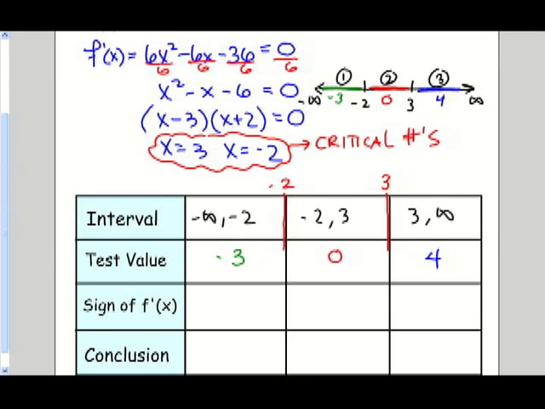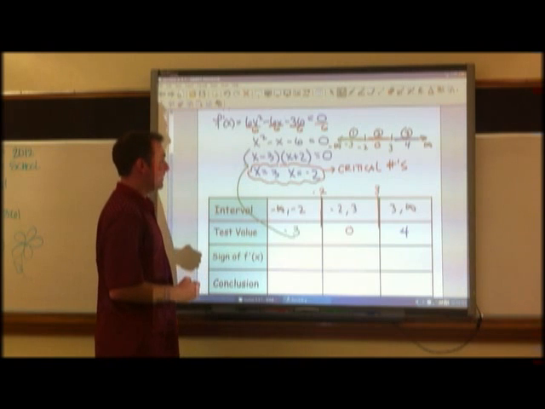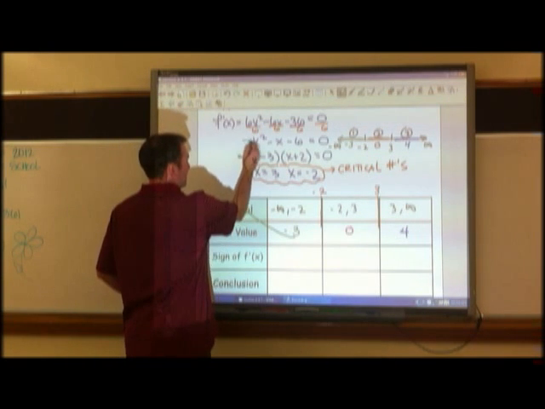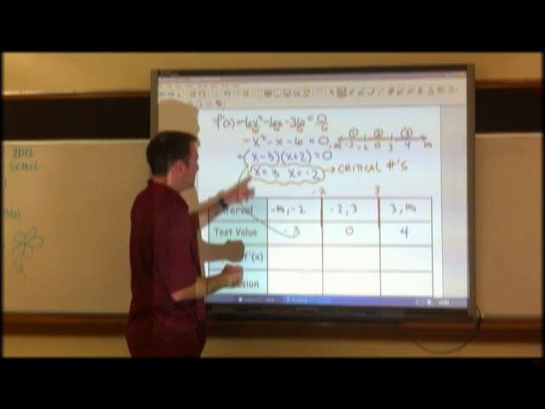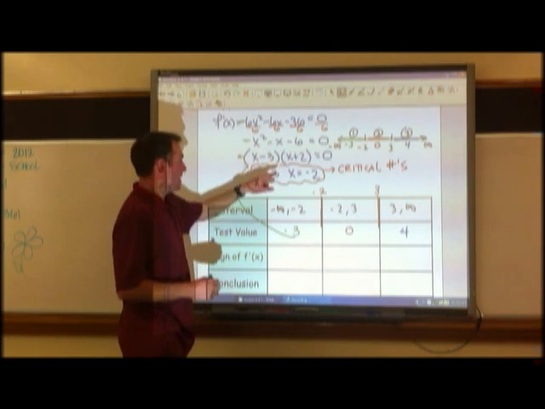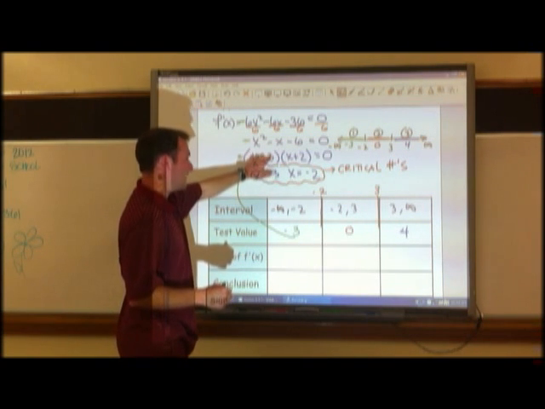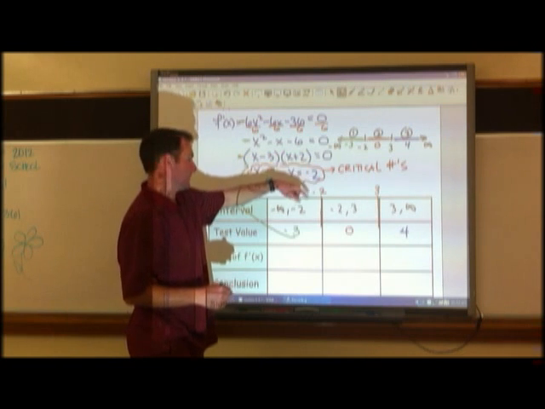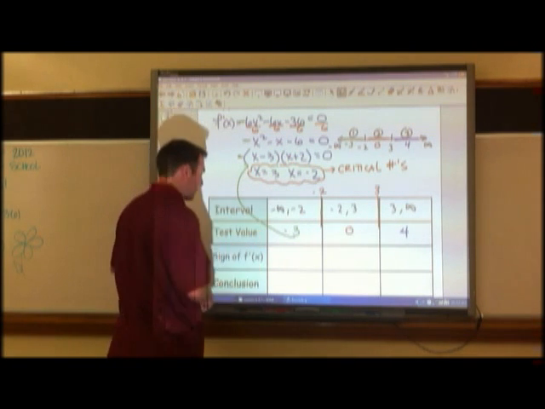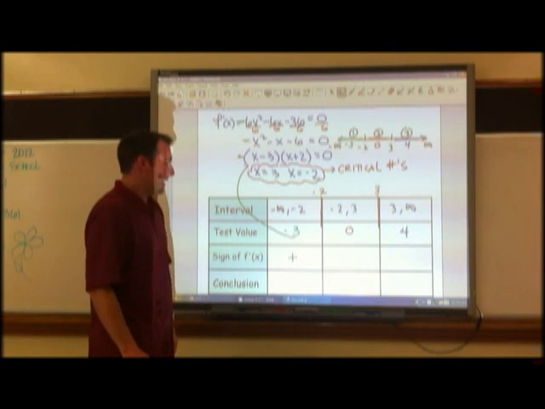And so now what I want to know is what is the sign of f prime of x with these numbers plugged in. I'm going to plug these into my derivative. I can do it here, I can do it here, it doesn't really matter. It looks pretty easy to do it here, right? If I plug in negative 3, I've got negative 3 minus 3, which gives me a negative number. Negative 3 plus 2 gives me another negative number. If I multiply those together, I'm going to get a positive value.